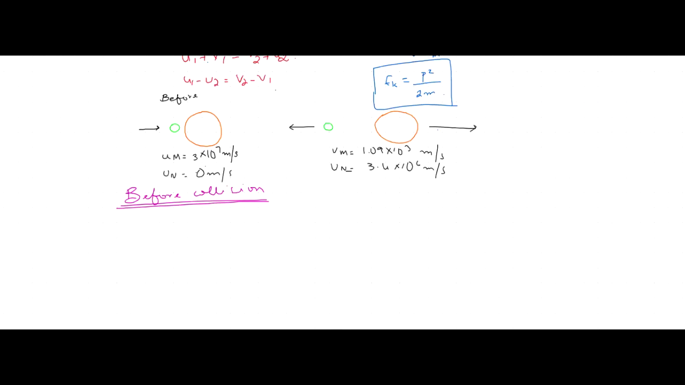So we don't know the mass of the unknown particle. We know that the speed is going to be 3 into 10 raised to the power of 7. So the momentum before the collision is going to be 3 into 10 raised to the power of 7 m. Now, let's go on to momentum after the collision.